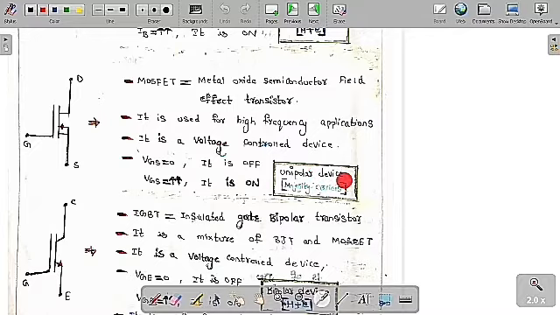But it is a unipolar device. Only majority carriers, there are no minority carriers in this MOSFET. Only majority carriers are responsible for the current to flow. Because of this reason, the switching time period is very small, so the frequency is very high. We can use it for high frequency applications because it is a majority carrier device.